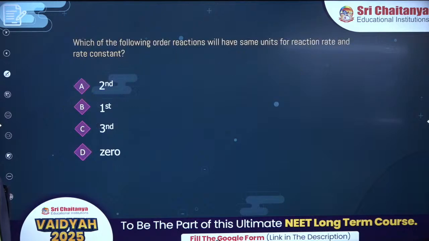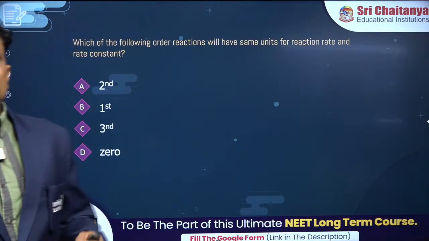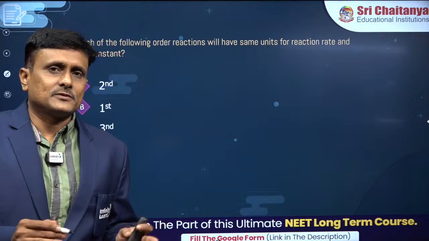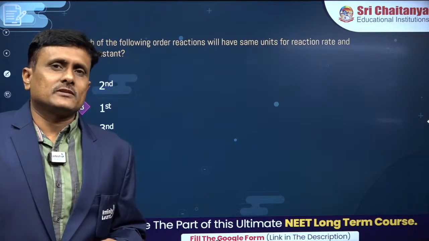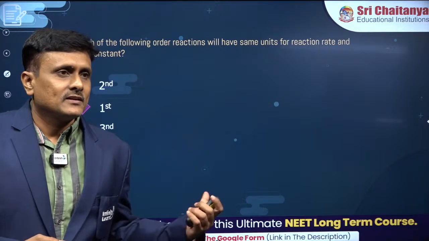Okay. Next. Which of the following order reactions will have the same units as rate and rate constant? Come on, speak out. What could be the answer? This class is going great. I want to hear answers from you. Looks like you are going to cross 650 anyway, and chemistry seems to be that out of 180.